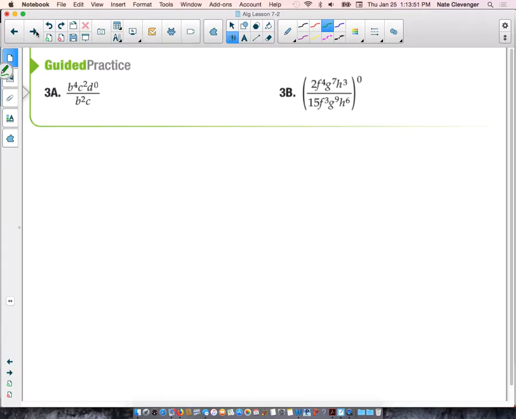You can do the same thing on this one, where the d to the 0th is 1, so we can just kind of ignore it. And then subtract, so b to the 2nd, c to the 1st. Any problems with that? You're with me on it? Great.